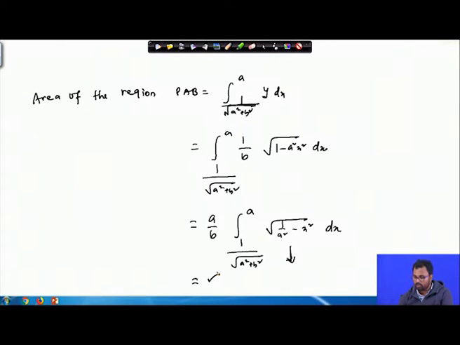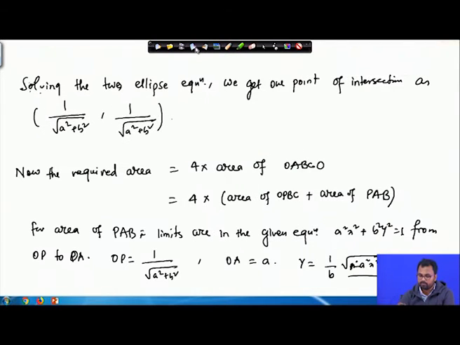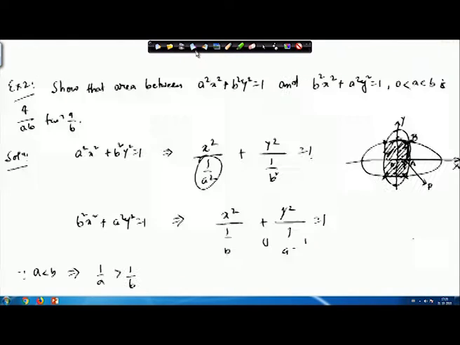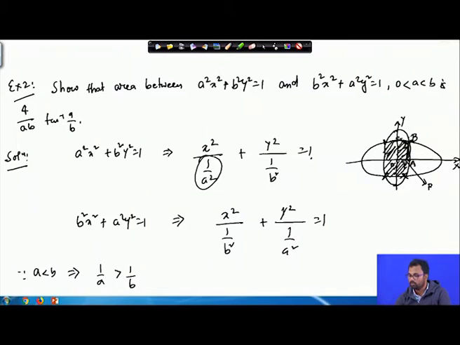So, this can be evaluated very easily, and similarly we can evaluate the area of this part, as I showed you, where we now have to integrate from the origin to this point, and this point is 1 by square root of A square plus B square, and then we will use this curve. So, the value will come from here.